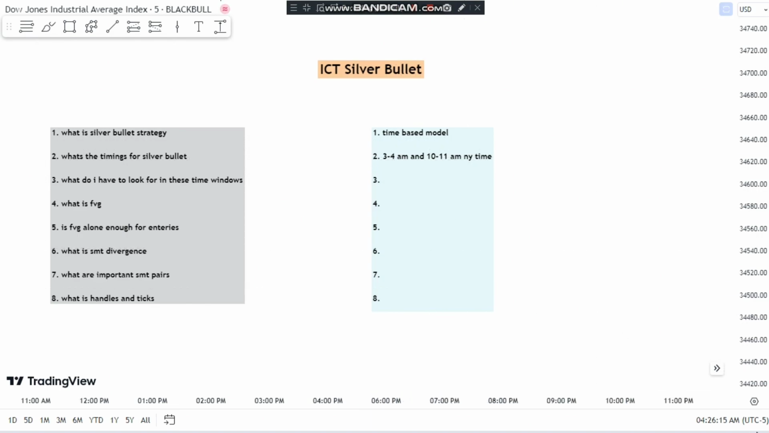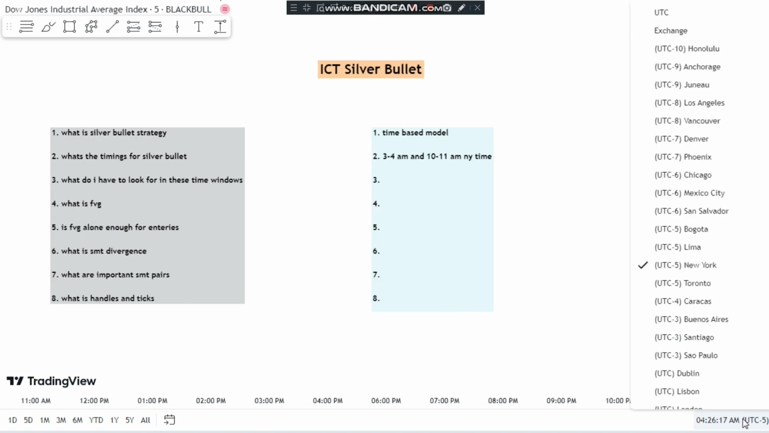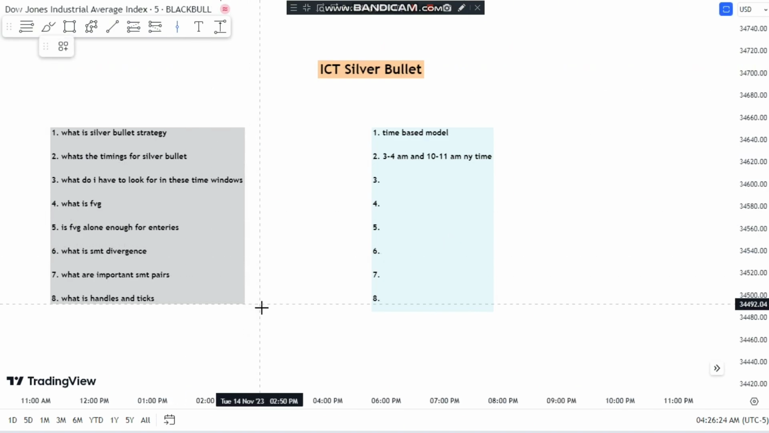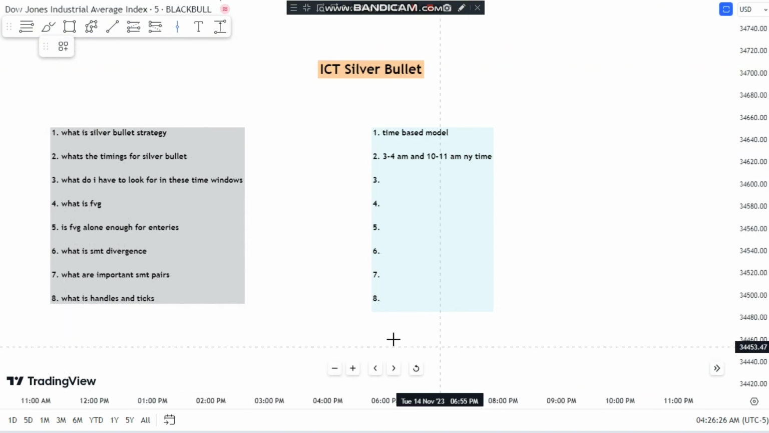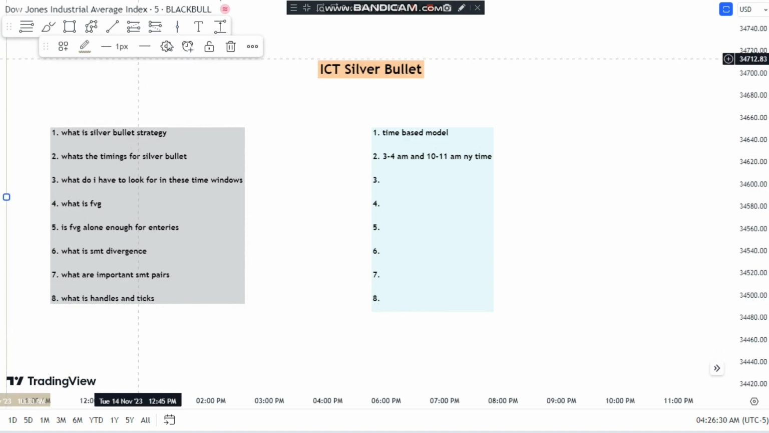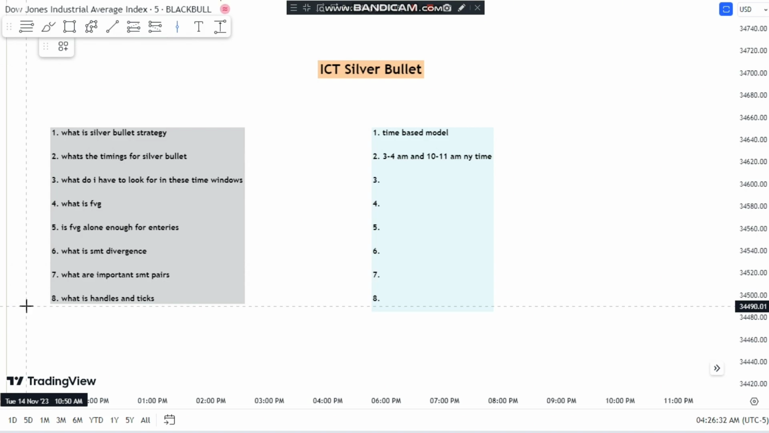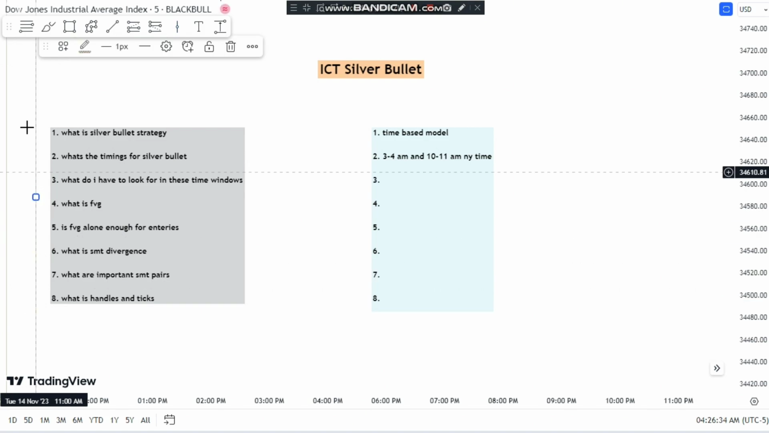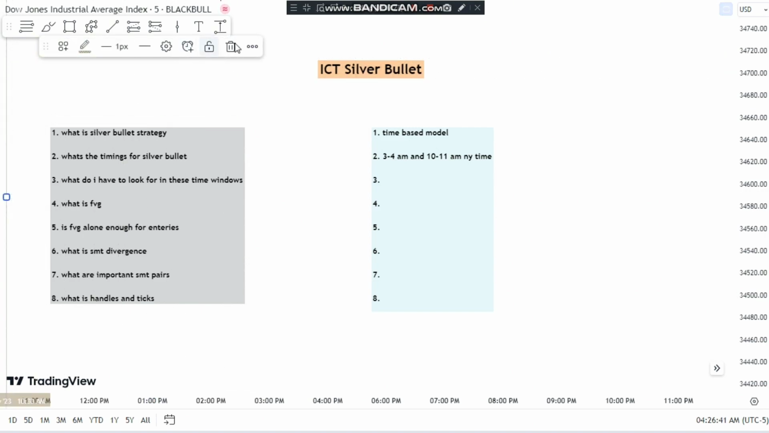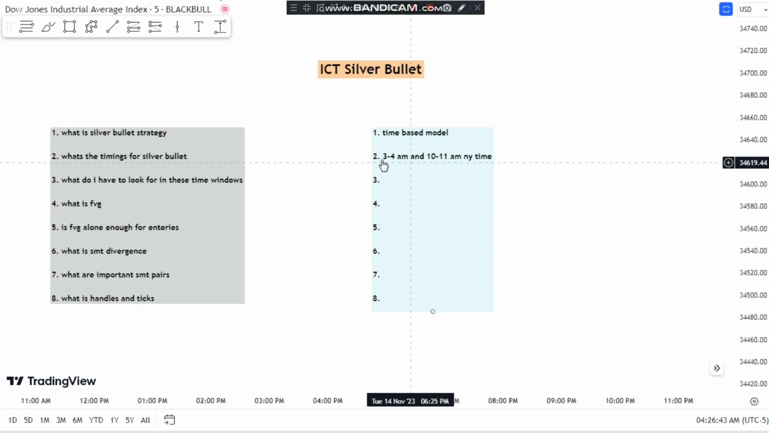New York time. What you have to do is change the time zone to UTC New York. This is UTC New York. Okay, and then you have to draw lines at 10 to 11 a.m. and 3 to 4 a.m. like that. Like this is your 10 a.m. draw a line here, and then another at 11 a.m. and then you have to trade during this window only, not at any other time. Okay, you just have to wait for these time zones and trade during this window.